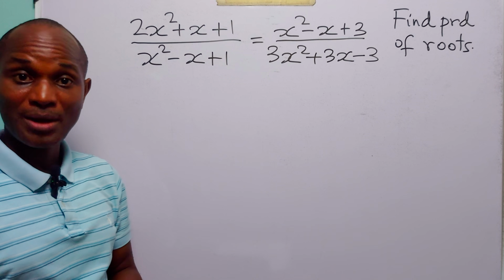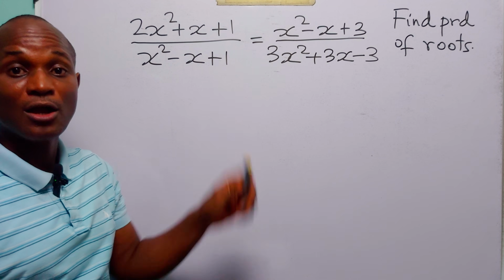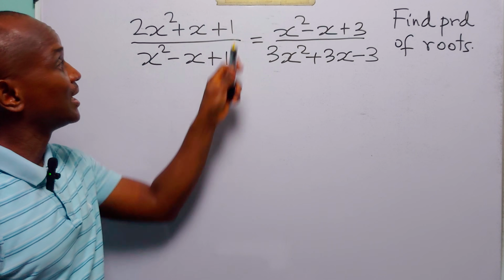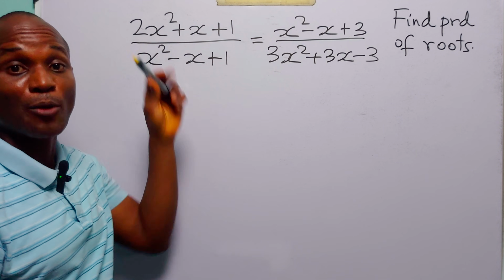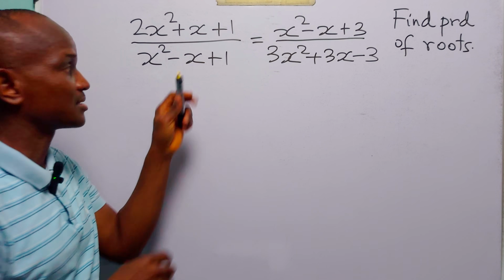In this math tutorial, our task is to find the product of the roots of this algebraic equation. Now, the normal way of solving this problem is to start by cross multiplying. But before we do that, first of all, let us multiply this numerator by 2 and add it to this denominator and see what happens.